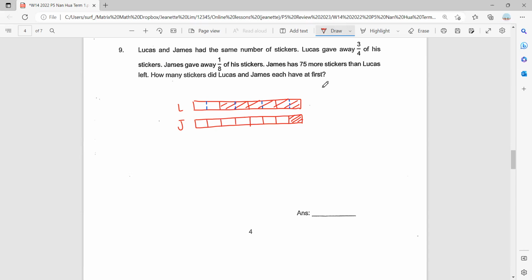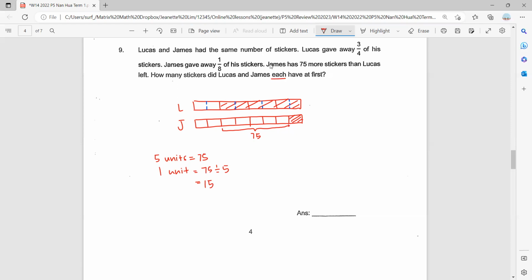So if James had 75 more than Lucas, then this will be 75. So as you can see, 75 is 5 units. So 1 unit, 75 divided by 5, this will give us 15, 1 unit. How many stickers did Lucas and James each have at first? Now they started off with the same number of stickers, so it doesn't matter whether you're finding Lucas or James, they should have the same number. Okay, each, so just finding one of them will do.